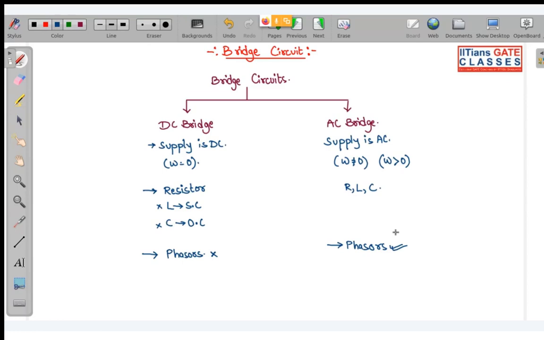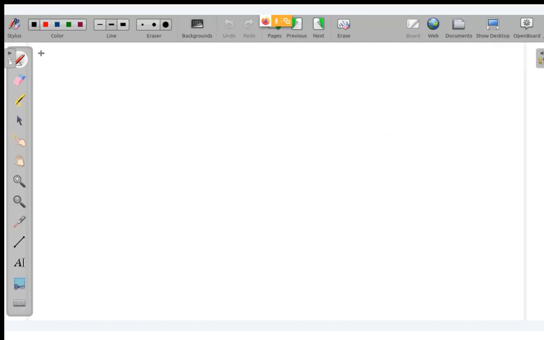Okay, fine. So I was telling you about the types of bridge circuit. Now, why do we require basically bridge circuit? Now I have classified bridge circuit into two parts, DC bridge and AC bridge. But the main question is, why do we require bridge circuit? Anyone? If we are reading something, we should know the motivation. Why do we require bridge circuit?